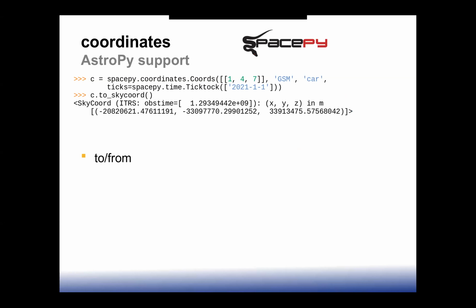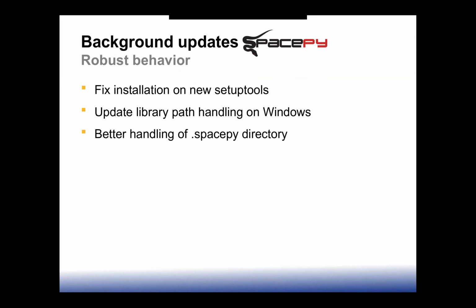For coordinate support, we also now have AstroPy to and from. Albert Shih submitted that, which is pretty awesome because again, that connects us better to the broader ecosystem. And some backend type stuff. Setuptools changed some stuff around that we fixed. We've got better pathing of libraries on Windows. And some folks are having issues with the .spacepy directory, like in containers and such, so we made that a bit happier.